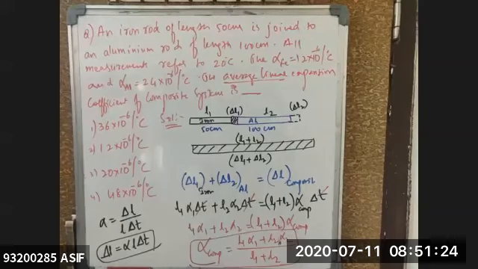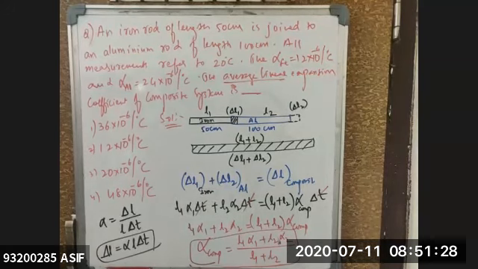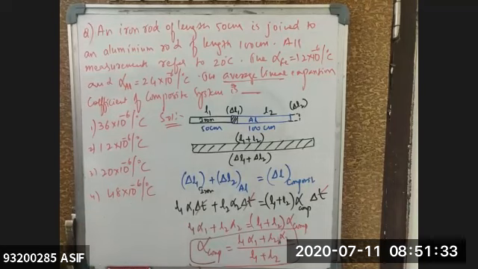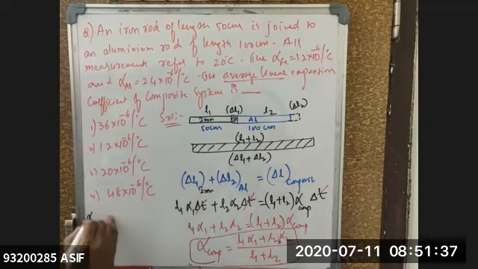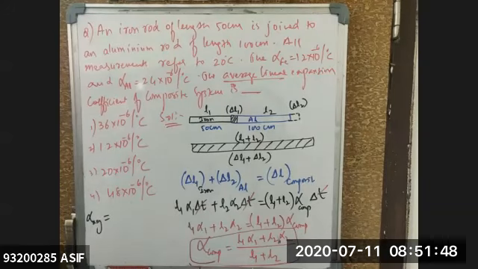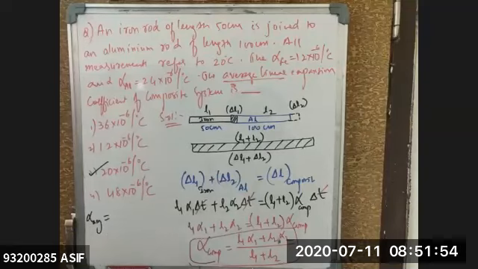How many of you got the answer? Alpha average is equal to L1. L1 is how much? Option 3, sir. Which option? Sir, option 3. Very good. 20 into 10 to the power of minus 6 is the answer.